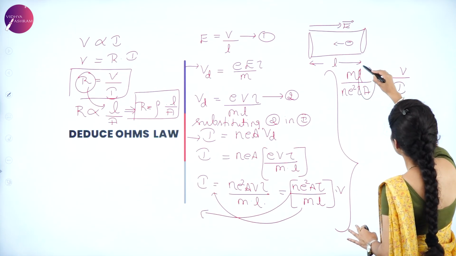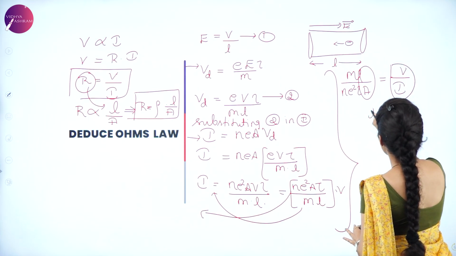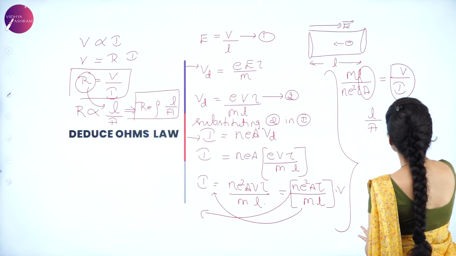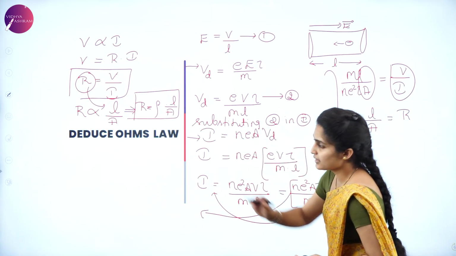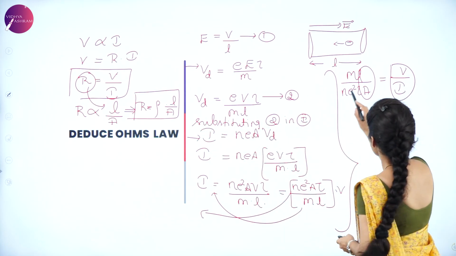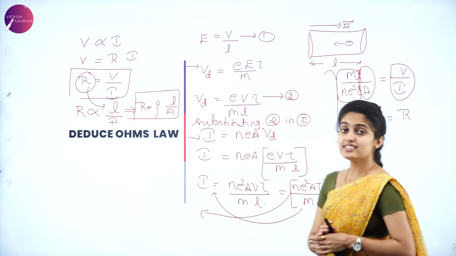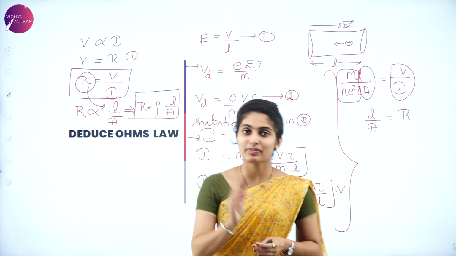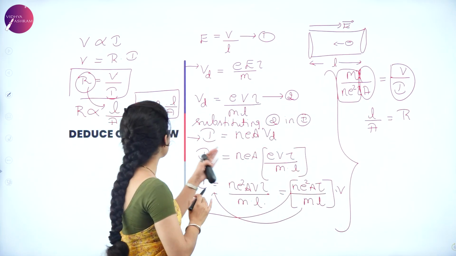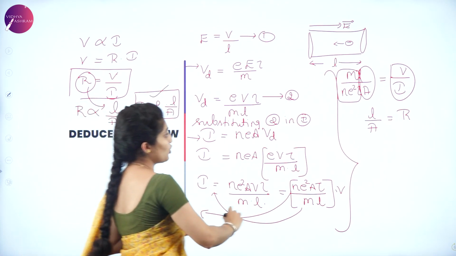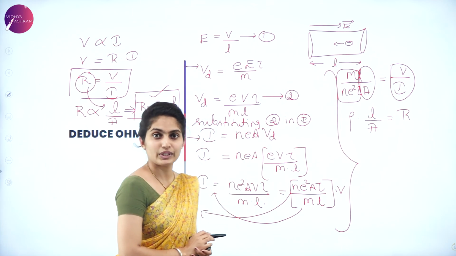Retain your L and A, and V by I is nothing but L by A, which is equal to V by I is what? R. V by I is what? R. So what to do with this set of equation? It is considered as the constant term, and the constant is nothing but the proportionality constant, which we have called as rho. So you have rho into L by A is equal to R.